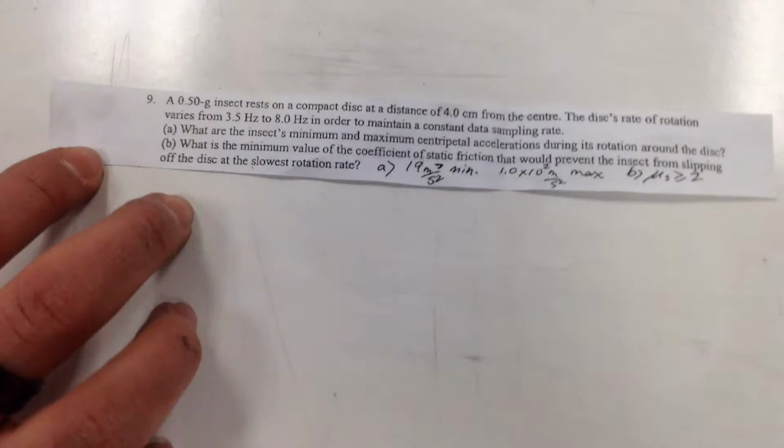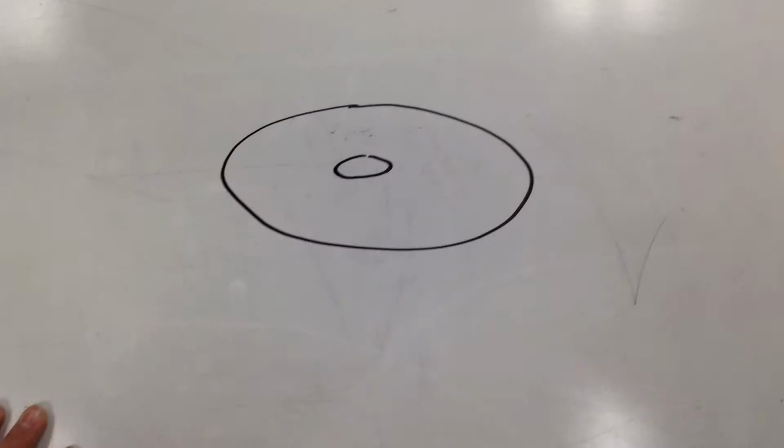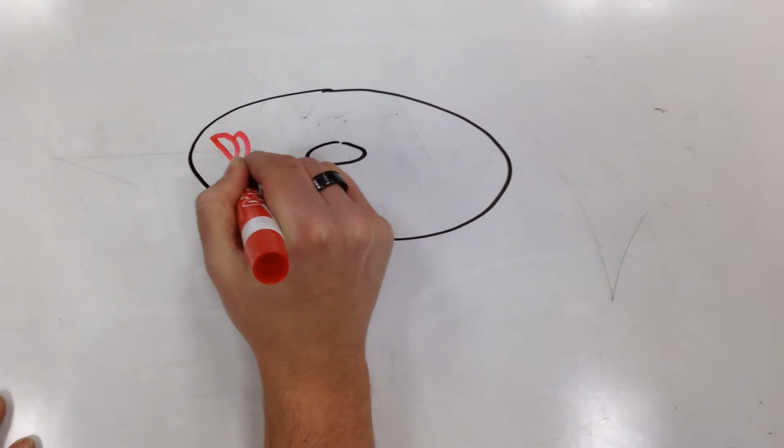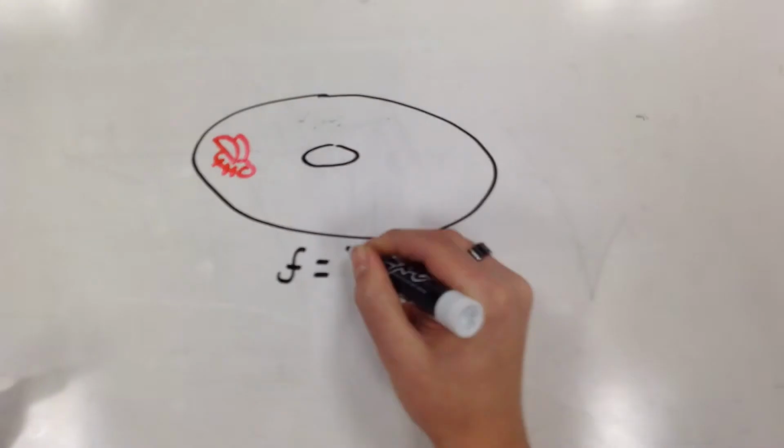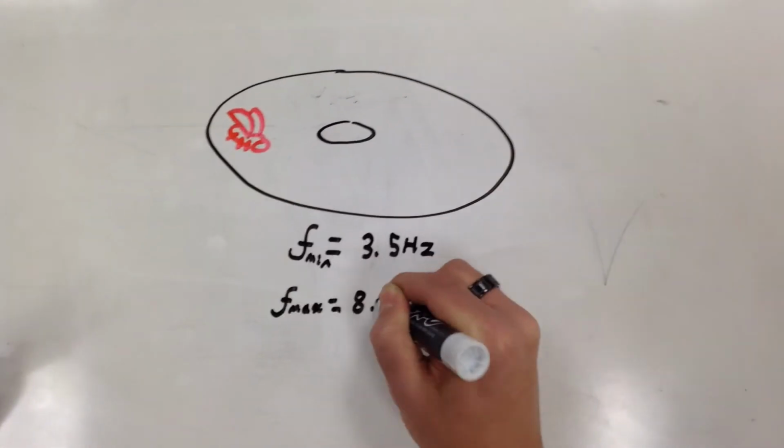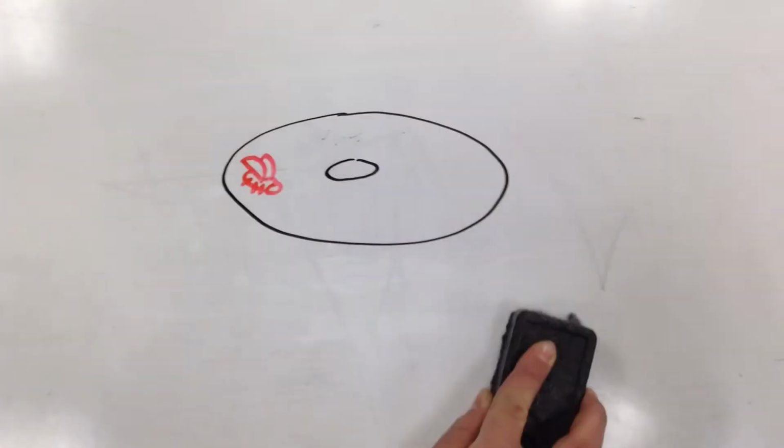Alright, so here's the question. A 0.50 gram insect rests on a compact disc 4 centimeters from the center. The disc has a minimum rate of rotation of 3.5 Hz and a maximum rate of rotation of 8.0 Hz.